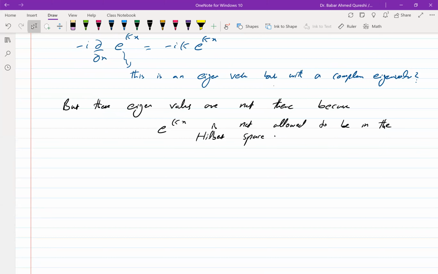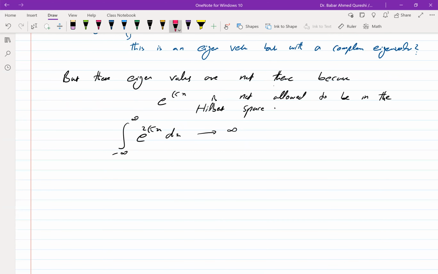Because if I take the square of it, the modulus square, this blows up. So it's not in the Hilbert space. The question is, so if we throw them away, these are not there. That's why complex eigenvalues are not there. But the question is, are these in the Hilbert space?